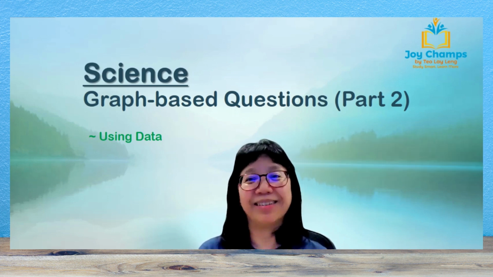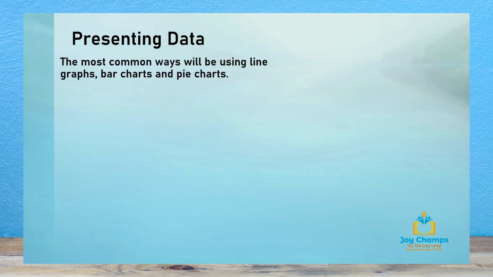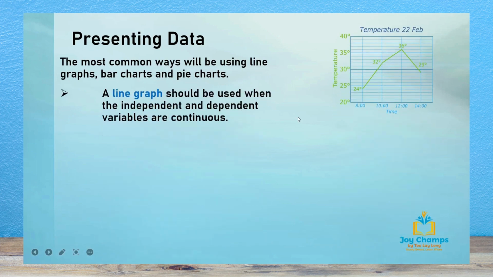Let's get started. What is the most common ways people use to present data? The most common ways will be using the line graphs, the bar graphs, as well as the pie charts. Now, what is a line graph? A line graph should be used when the independent and the dependent variables are continuous. What it means is both the x-axis as well as the y-axis consist of numbers. Then we choose to use a line graph.